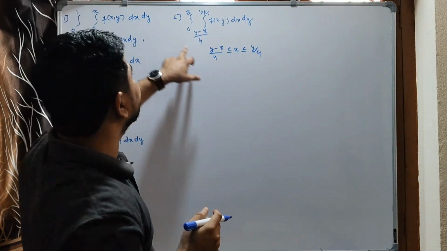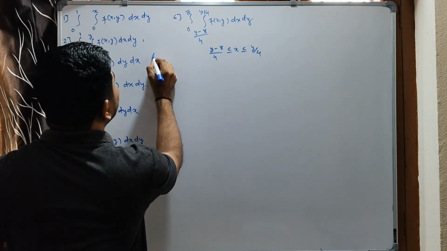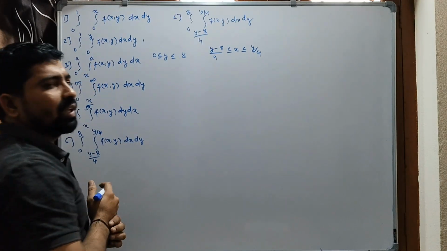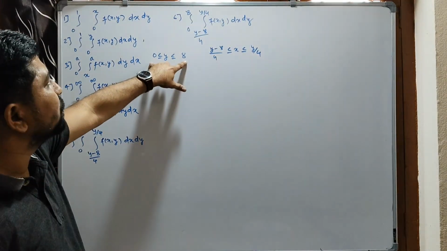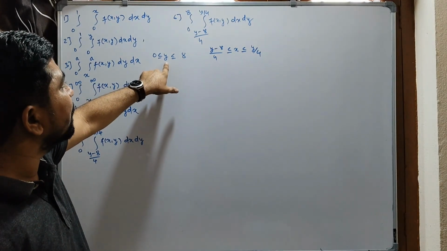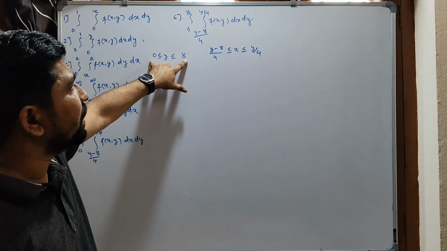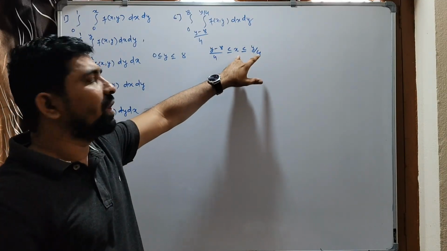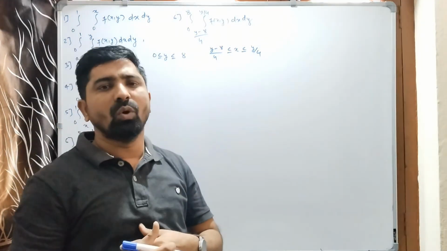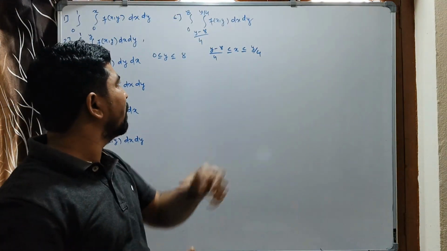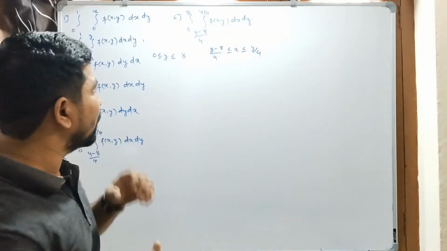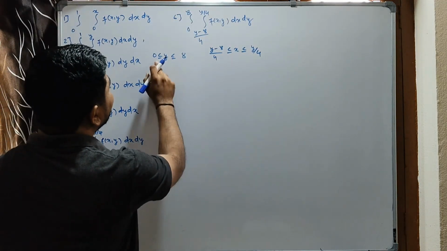If this is the value of x, then that must be the value of y. Here 0 is less than or equal to y, which is less than or equal to 8. So here, y takes all the values from the closed interval 0 to 8, and x takes all the values from the closed interval (y minus 8)/4 to y/4. So this is the meaning of the closed interval 0 to 8 and (y minus 8)/4 to y/4.